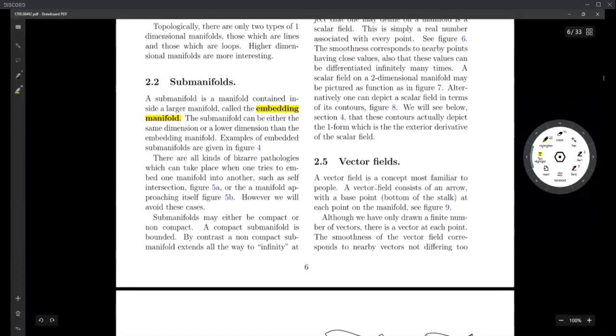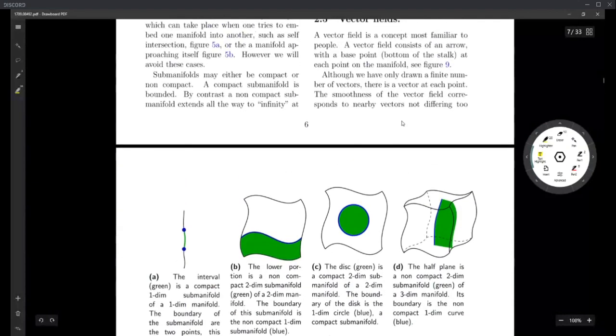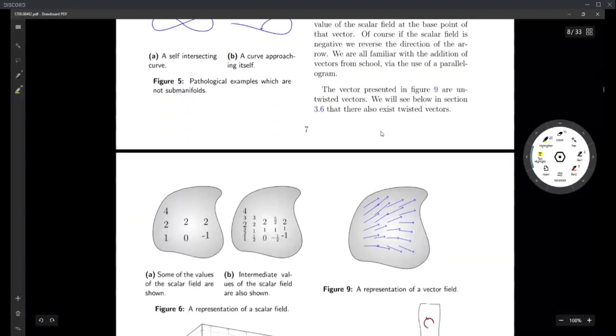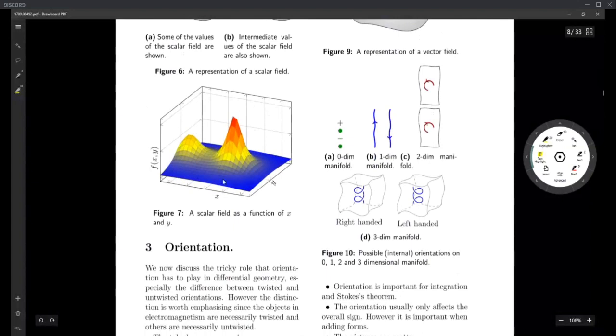All right. So vector fields, on the other hand, have a vector at each point, and the smoothness of a vector field corresponds to nearby vectors not differing too much. I can show this further. Right here, this is a scalar field, and it's a function of x and y. There's an x graph and a y graph. Consider this a simple representation of a scalar field on a Euclidean space.